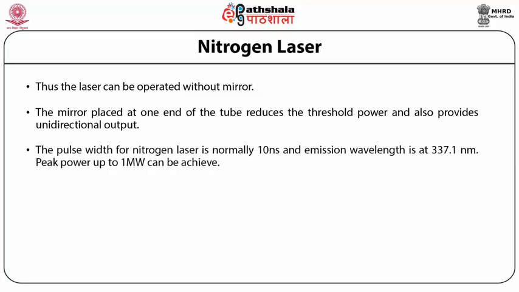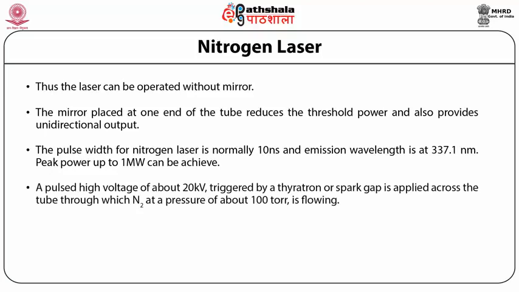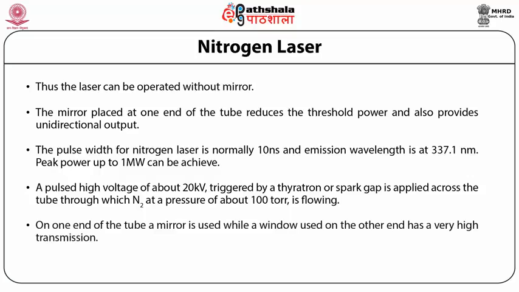The pulse width for the nitrogen laser is normally 10 nanoseconds and the emission wavelength is at 337.1 nanometer. Peak power up to 1 megawatt can be achieved. A pulsed high voltage of about 20 kilovolts, triggered by a thyratron or spark gap, is applied across the tube through which nitrogen at a pressure of about 100 torr is flowing. On one end of the tube, a mirror is used, while a window used on the other end has a very high transmission. The length of the tube is taken between 0.1 to 1 meter.